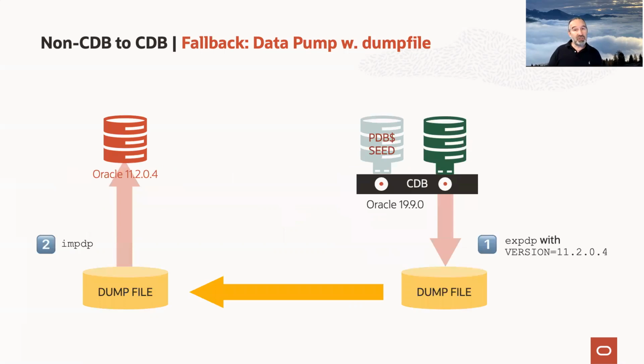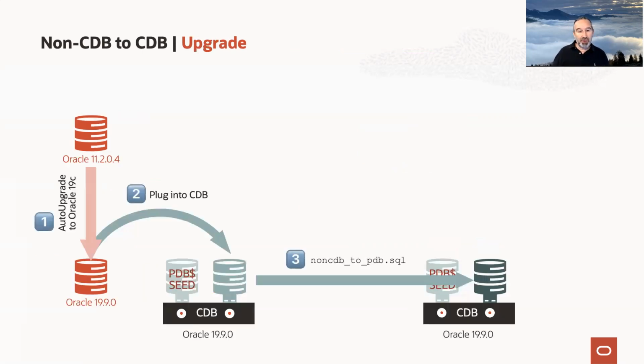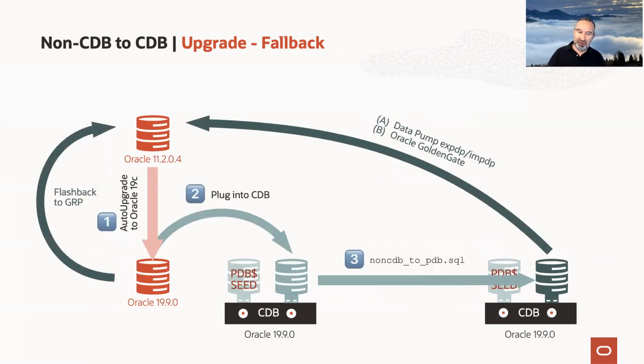Data Pump would also serve very well as a fallback. In this case, you have to export on the right side, but in export, as I'm going back into 11.204, set VERSIONS equal 11.204. So the export dump will be created in 11.204 format, and then we import. And as I showed you before, the upgrade and then plugin and then non-CDB to PDB, that's all set. The fallback would be for the upgrade.